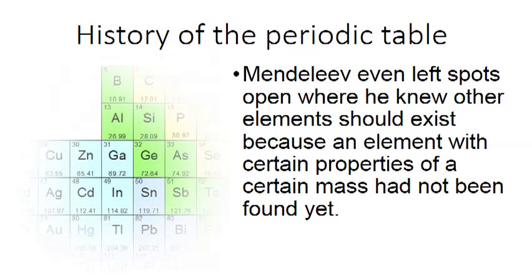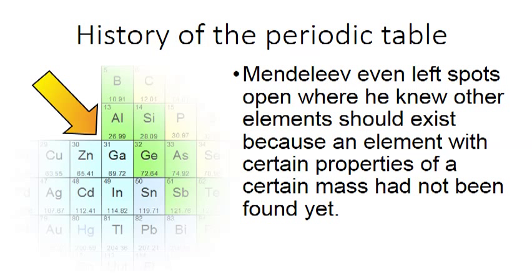So for example, element 31 right here, gallium. Gallium had not been discovered when Mendeleev made his table, but he left a spot open for it because he knew there should be something there of a certain weight with certain properties. And he was able to correctly predict its atomic mass, its density, its melting point, and how it would react with other chemicals before anyone else even knew this thing existed.